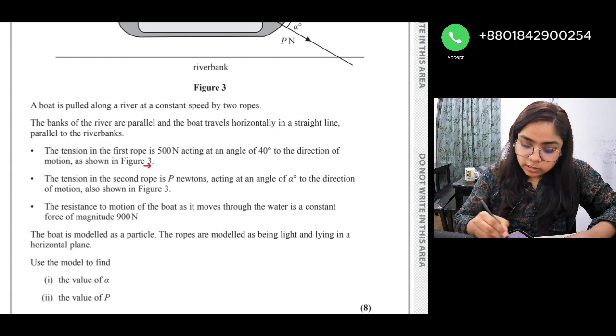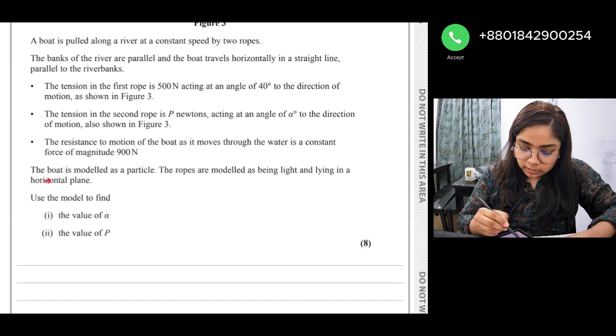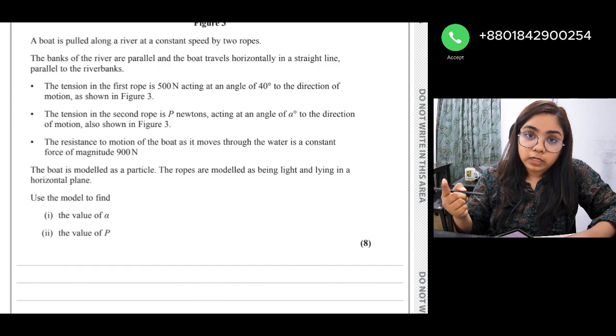Okay. Tension in the first rope is 500 newtons, angle of 40 degrees, and tension in the second rope is P newtons, angle of alpha. The resistance to motion of the boat as it moves through the water is a constant magnitude of 900. This is a backward force, and the boat is modeled as a particle. Ropes are light and inextensible. We need to find out the value for alpha first, and then find out the value for P.